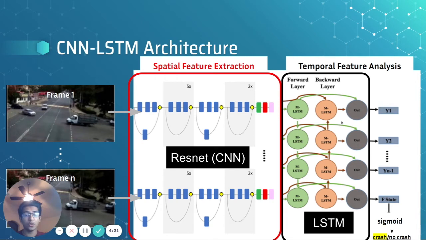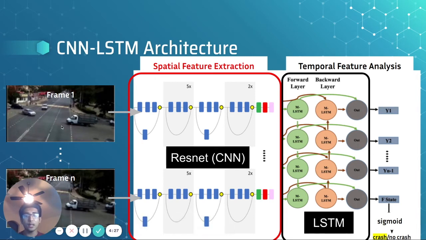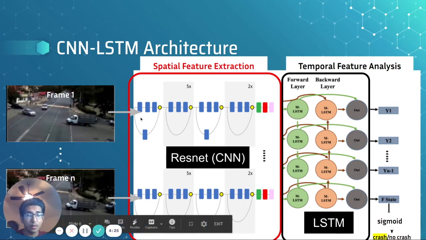The LSTM gives us a single number between 0 and 1, indicating crash or no crash. So again, in summary, we have our n input frames, we get spatial information from the ResNet, temporal information from the LSTM, and the composition of these two gives us our final classification.